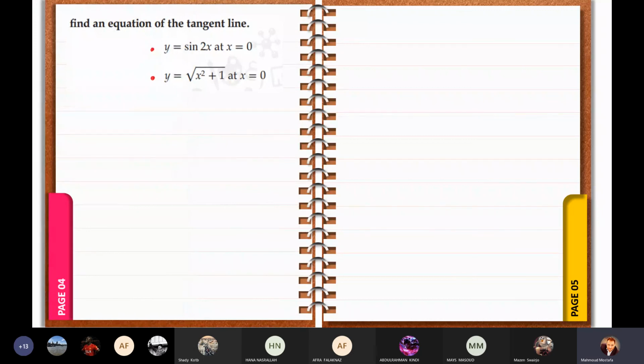This is the last one. Find an equation of the tangent line. Equation of tangent line, how to find it? y equal m times x minus x1 plus y1. Sometimes it will be y minus y1 equal m times x minus x1. According to the solution we have, you can simplify, then select the correct answer.